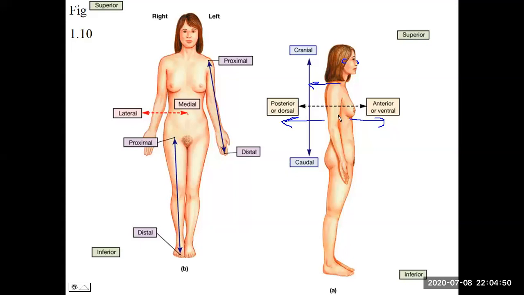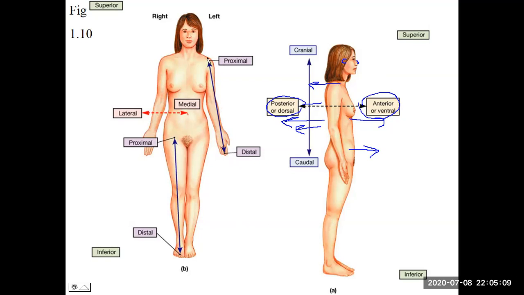And you could already see the alternate terms. Anterior and ventral both mean towards the front. Posterior and dorsal both mean towards the back. And these terms can be used interchangeably.